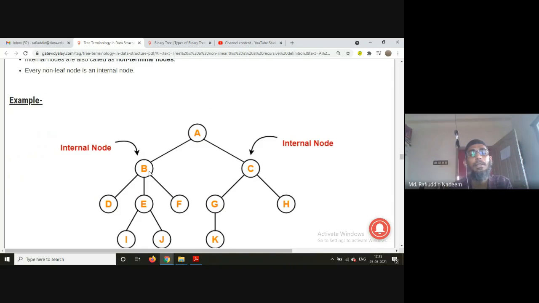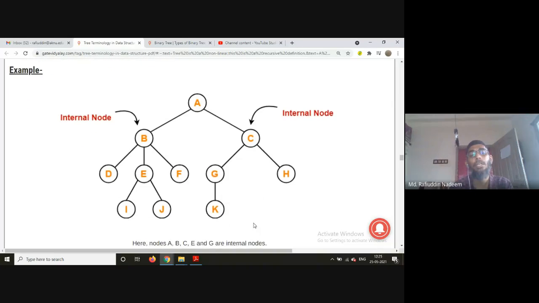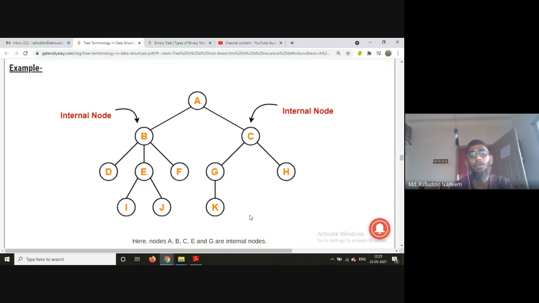Now, B is an internal node, C is an internal node. Likewise, G is an internal node, E is an internal node, because at least they have some children there. But we cannot call D, F, and H internal nodes. Likewise, you cannot say I, J, K are internal nodes here.